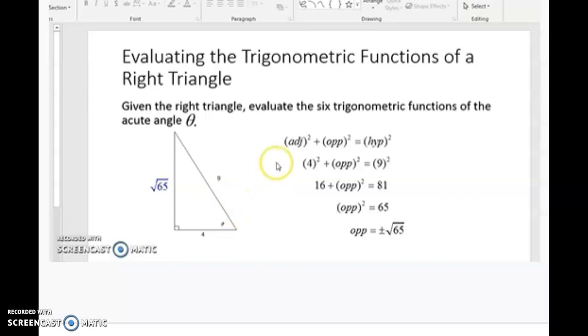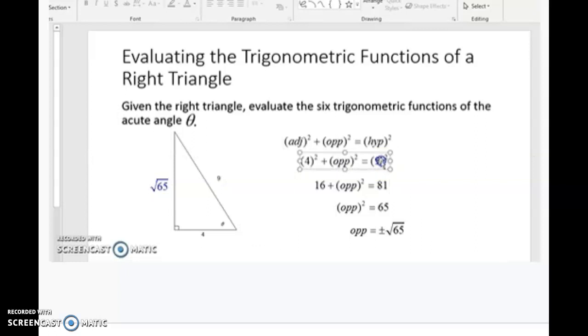The Pythagorean theorem tells us that the adjacent side squared plus the length of the opposite side squared will equal the length of the hypotenuse squared. So we can plug in 4 for the adjacent. We do not know the length of the side opposite angle theta. We're solving for that. And then, of course, the length of the hypotenuse is 9.